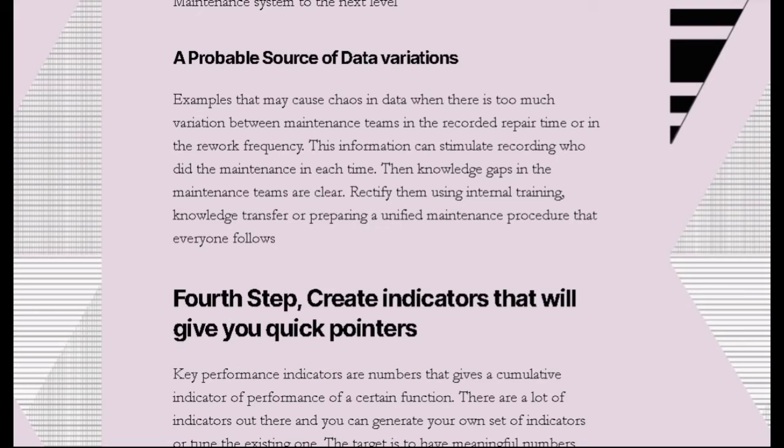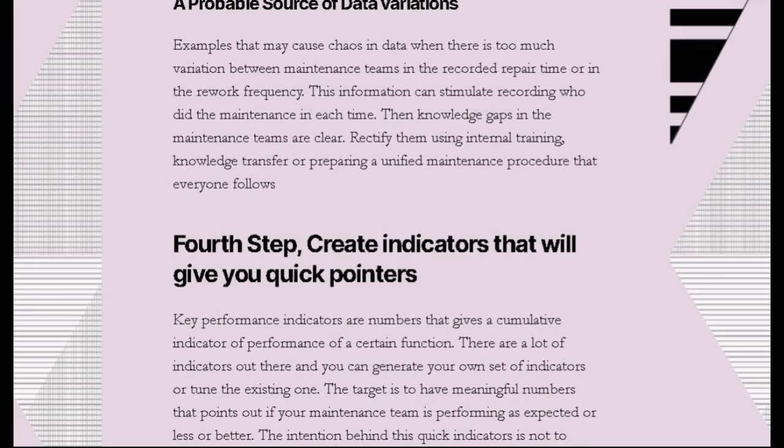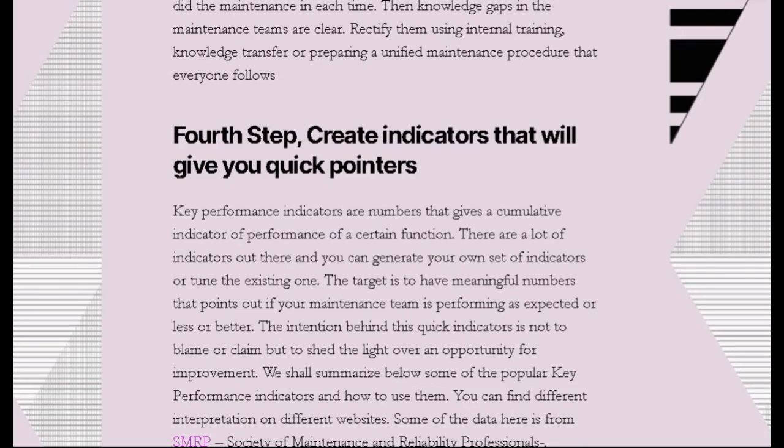So after we have known how to analyze the data, how to record, what data to record, and what to notice about the data that we recorded for any variations or deviations or something like that, then we need to create some indicators that will point out what are the main problems that I am having, if I don't get them from the raw data itself.